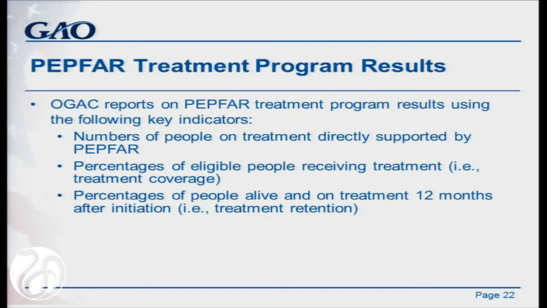So for the first objective, just looking at what are the measures that OGAC and PEPFAR use. This is defined by OGAC in the guidance that it put out in 2010, which laid out for PEPFAR and for the country teams and for everybody involved, what the key indicators would be across all of PEPFAR. And so those 3 key indicators are number of people on treatment directly supported by PEPFAR. Another important one, of course, is treatment coverage. And the third one is treatment retention, and that one in particular was added in 2010. So that'll come up in a little bit as we talk about the data that are available on treatment retention.